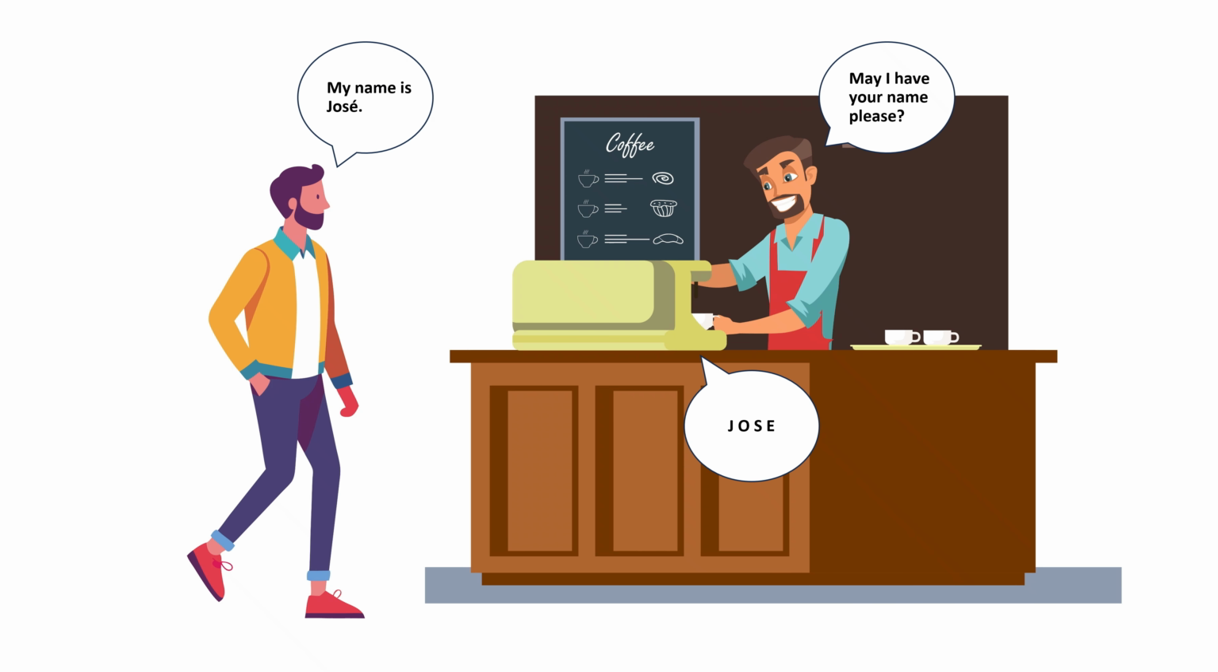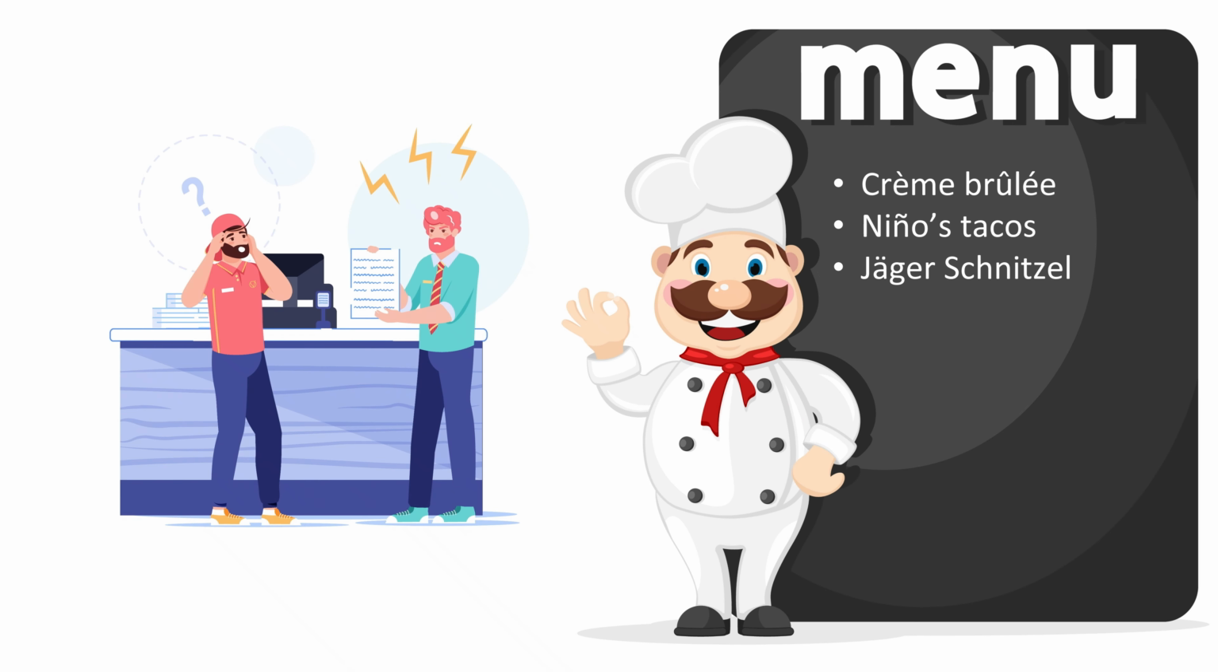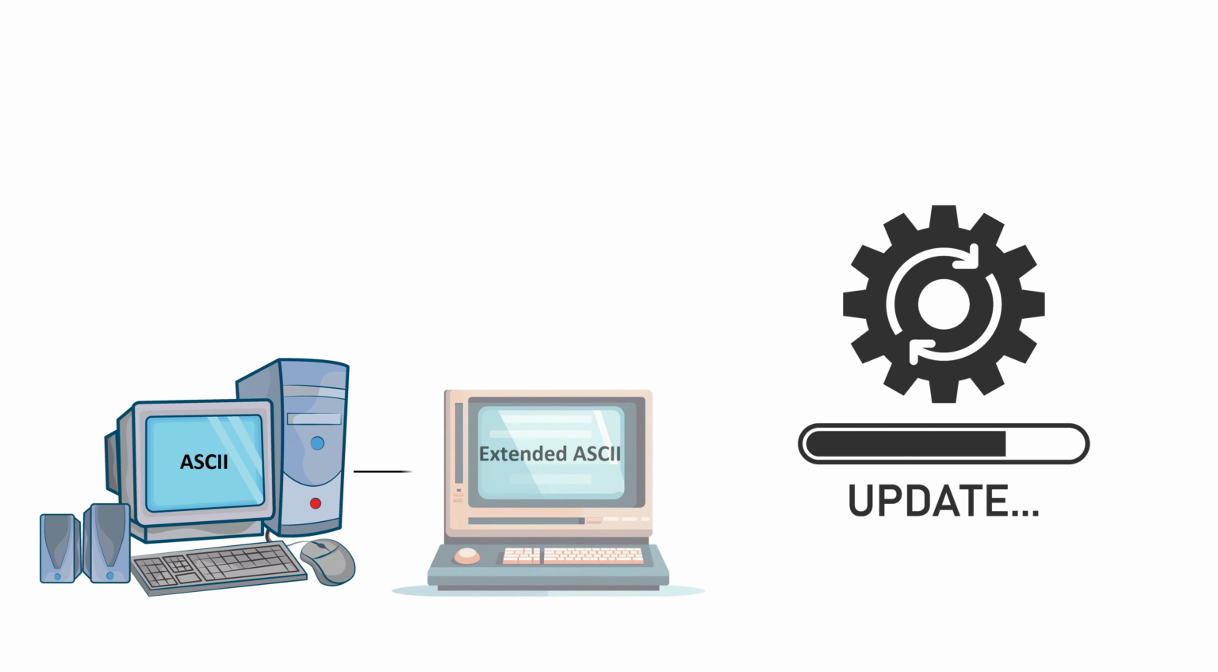Then they decided to bring food from other countries, like Italian, French, or German, to their menu, like these three dishes. Well, now what? Their computer can't type these names. So they upgraded their ASCII computers to extended ASCII. Now they could type these names with ease. And then the next problem arose.